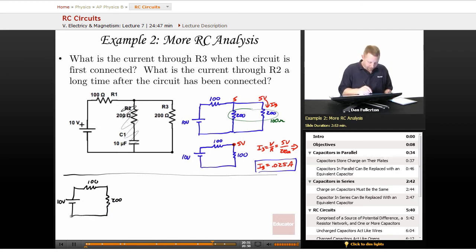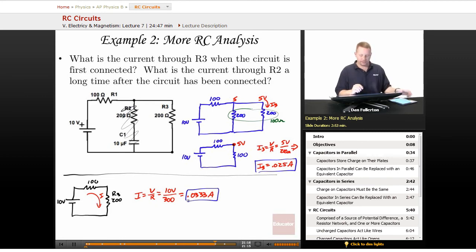And if this is R3, we want the current through R3. That's just going to be the total current because we have a series circuit. So I equals V over R, which is going to be 10 volts over our total resistance, 200 plus 100, since they're in series, or 300 ohms, for a total of 0.0333 amps. All right, let's try 2 more.